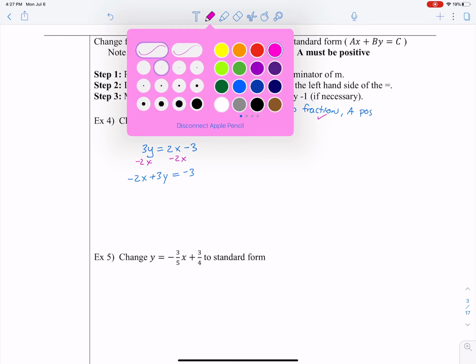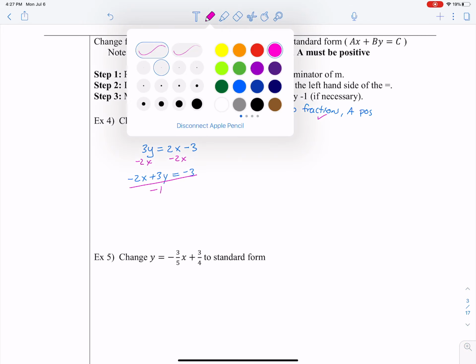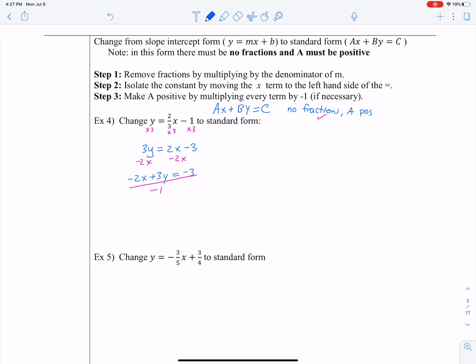So to get rid of that, we're going to divide everything by minus 1. Basically, when we do that, everything just changes signs. Anything that was negative becomes positive, anything that was positive becomes negative. So we end up with 2x minus 3y is equal to positive 3. And that is our final answer for this question.